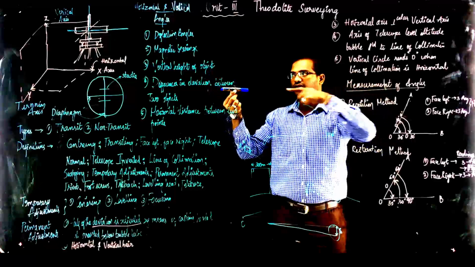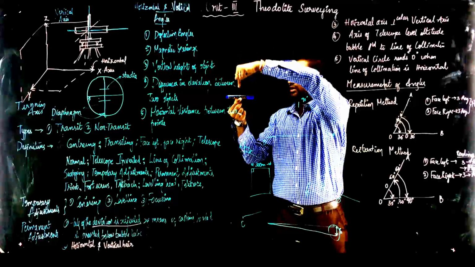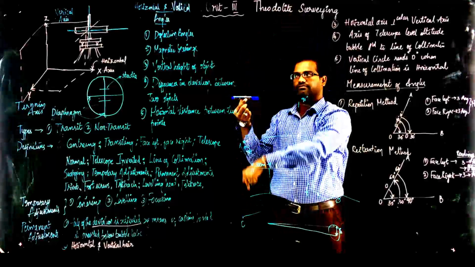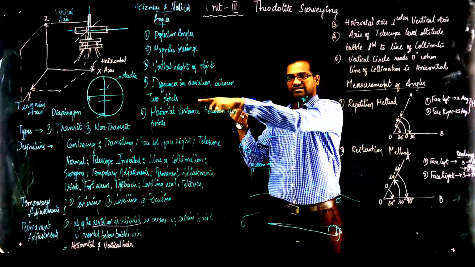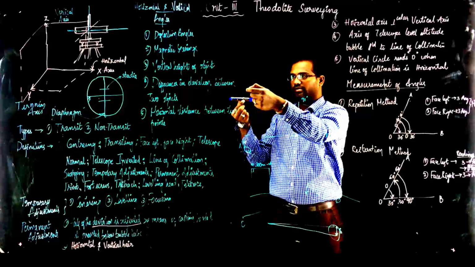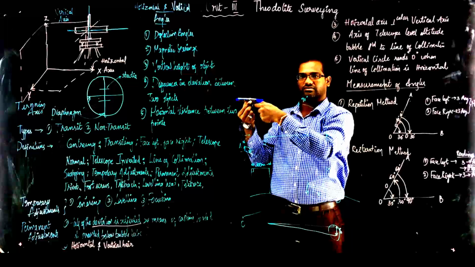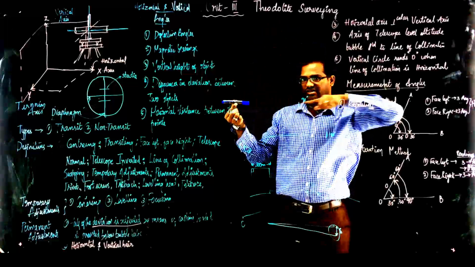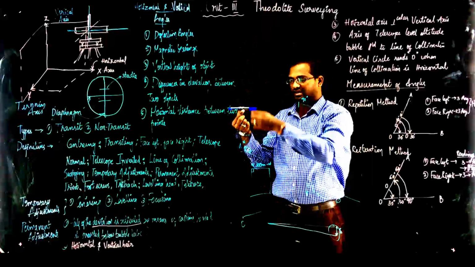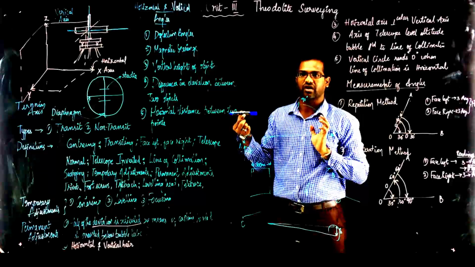You can take a look there. This is called the horizontal axis. And if I drop a perpendicular like this, then this is called the vertical axis. And you can also draw a perpendicular here. This is called the trunnion axis. Right? This is the horizontal axis, this is the vertical axis, and the perpendicular is called the trunnion axis.